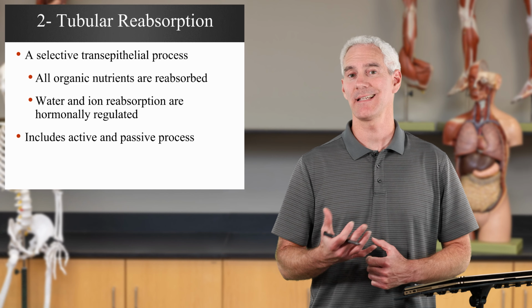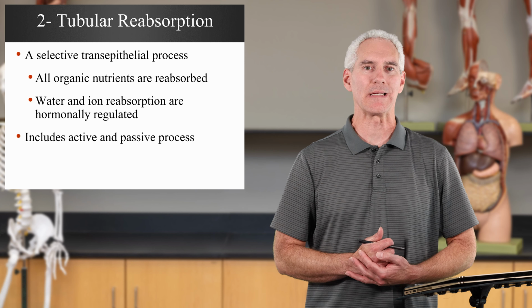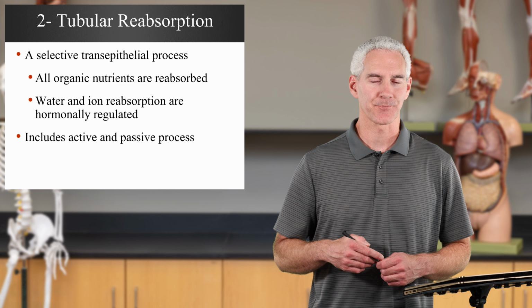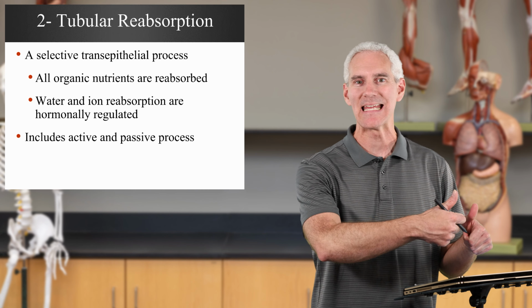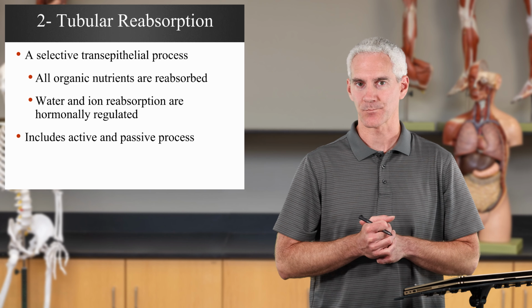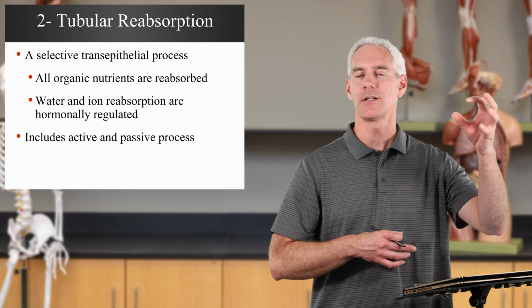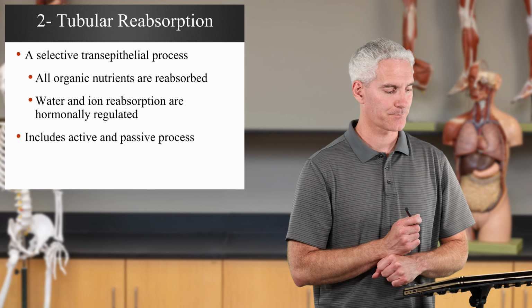Moving into our second process of urine formation, tubular reabsorption. In the case of tubular reabsorption, this is when items are going from the renal tubules into the blood. So they've already gone through filtration, they've gone through the glomerulus, gone into the renal tubules, they're now going back from the renal tubules into the blood.